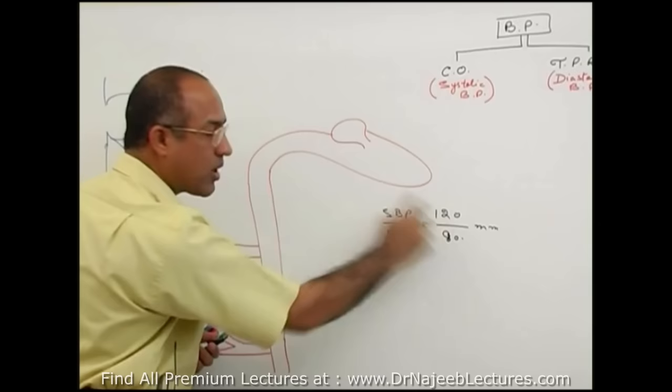Now this is alpha 1 adrenergic receptors. This is alpha 1 receptor. Here is also which receptor? Alpha 1 receptor. What is the receptor here? Yes, please. Beta 1 adrenergic receptor. Now all these nerve endings are releasing norepinephrine. These are sympathetic nerve endings, no? All of them will release norepinephrine.